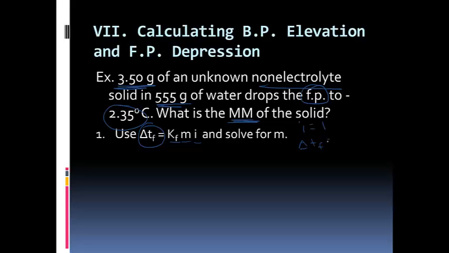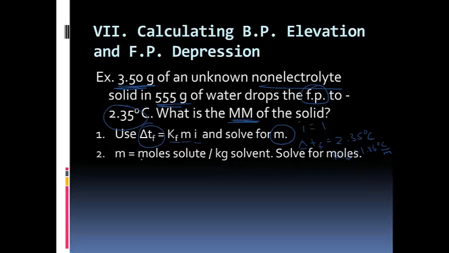Okay, delta Tf must be the change in the freezing point, which is 2.35 degrees Celsius. It dropped by that amount. Okay, and Kf, you know, for water, look it up, 1.86 degrees Celsius over molality. Okay, plug it in, solve for m. Okay, once you solve for m, you know m, the molality, is equal to moles of solute over kilograms of solvent. Your solvent is 555 grams, which must be equal to 0.555 kilograms.